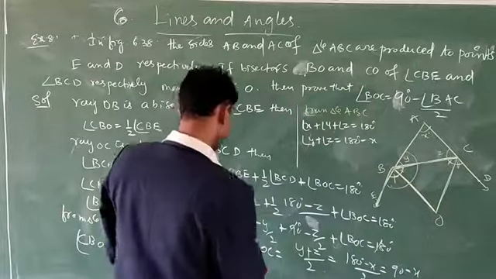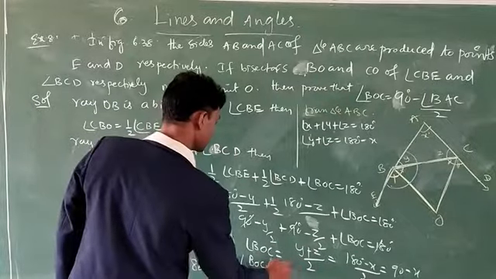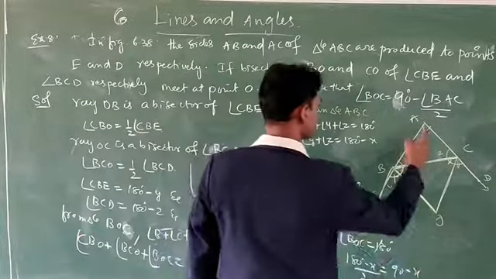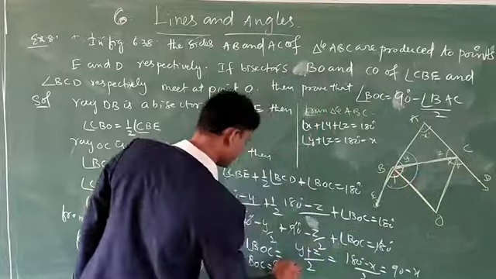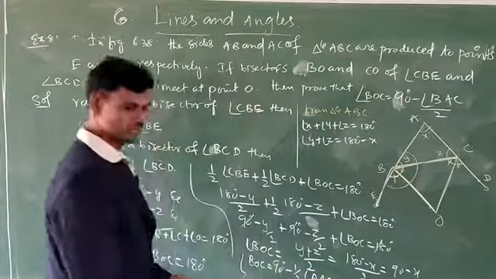Here angle BOC is equal to 90 minus angle x by 2. Here x means angle BAC, so angle BOC is 90 minus 1 by 2 angle BAC. Hence proved. Note down.